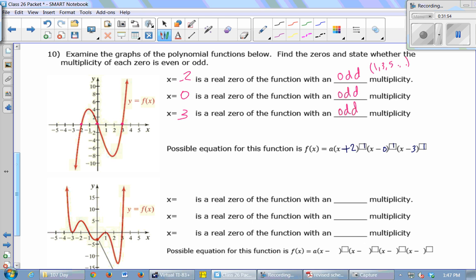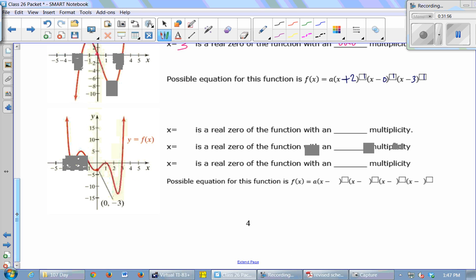All right, looking at the next graph, where are my zeros? In fact, there are 4 of them, so I should have given you another space here. Yep. -3, -1, 1, and 3. Those are my x-intercepts, which means those are my real zeros of the function.